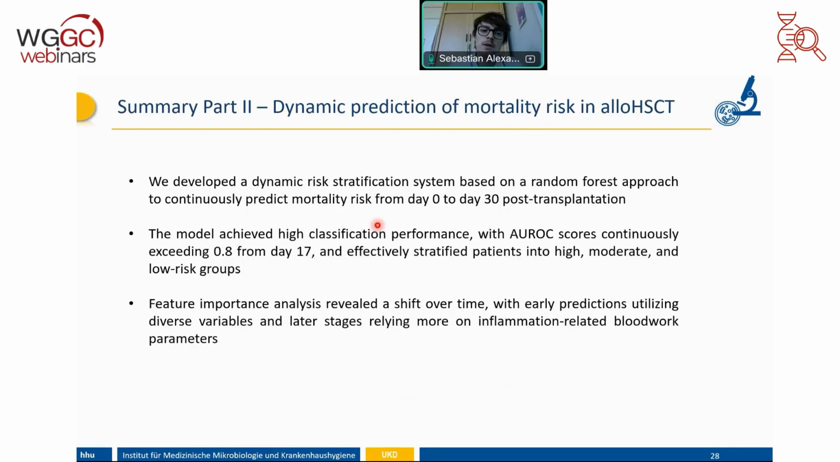We were able to develop this dynamic risk stratification system. This was a random forest approach, which worked very nicely. It's also interesting that we could show that the most important features rely on inflammation-related blood work parameters, only these two. So yeah, that was interesting, and maybe we can also use this algorithm now for other patient cohorts to see if it works not just for our UKD cohort, but also for cohorts from other clinics.